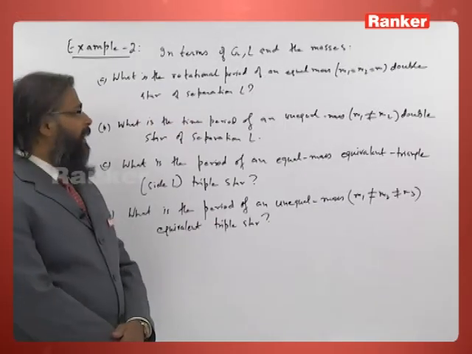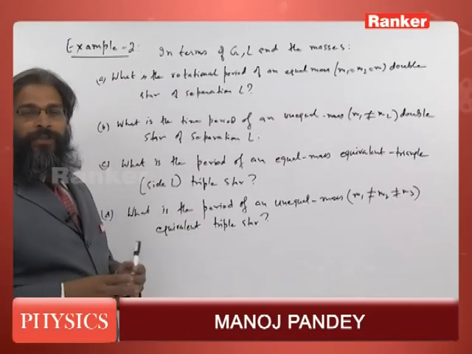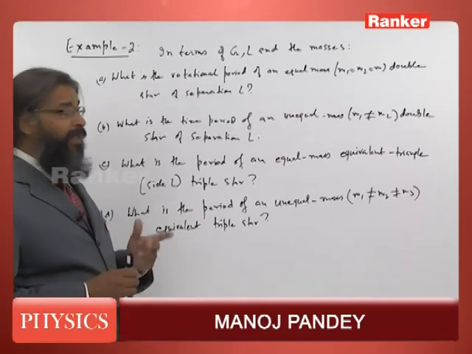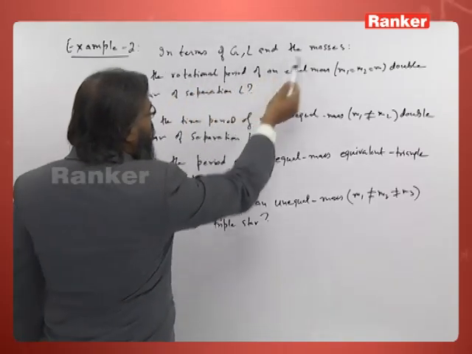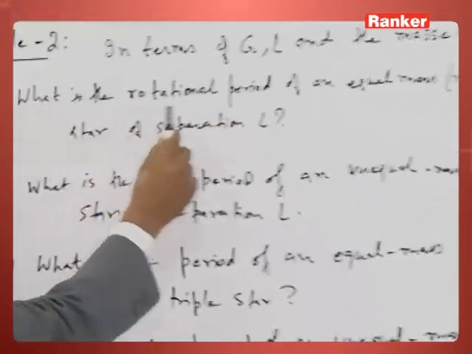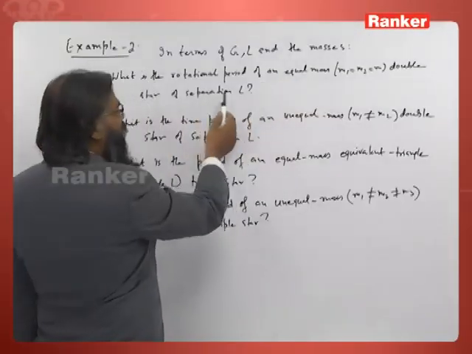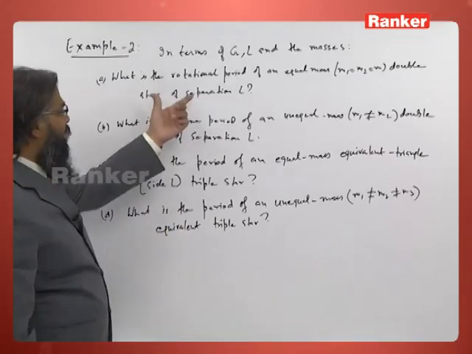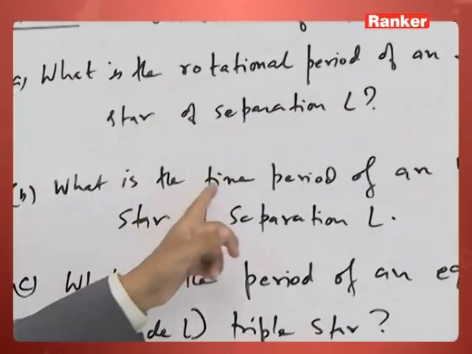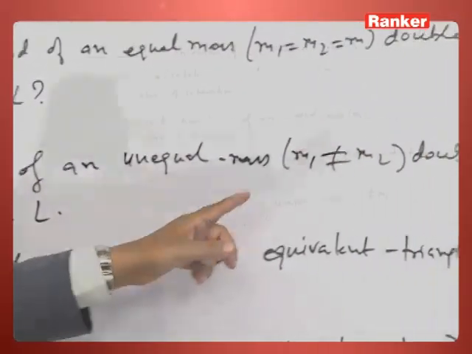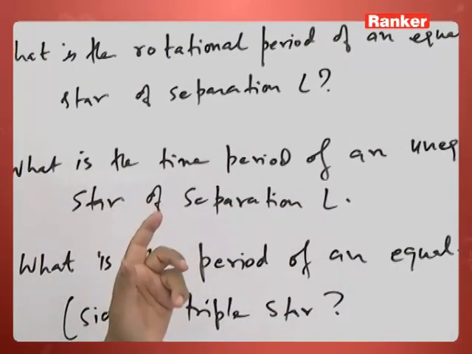So, now let us come to example 2, where we will talk about the double star and triple star also. In terms of G, L and the masses, what is the rotational period of an equal mass double star of separation L? So, first let us solve for a double star of equal masses. Next, what is the time period of an unequal mass double star of separation L?